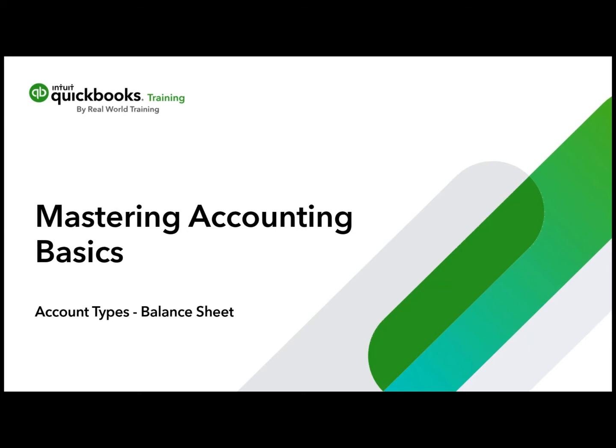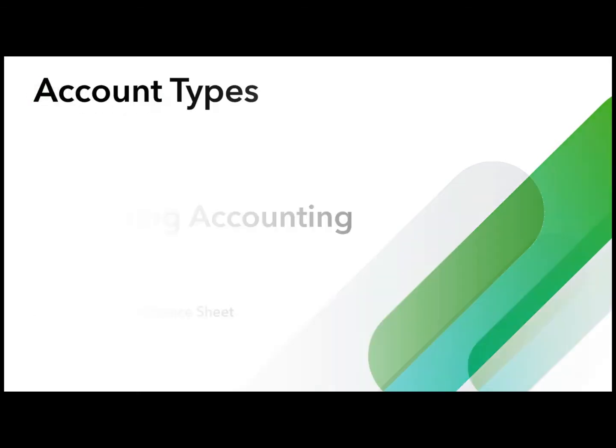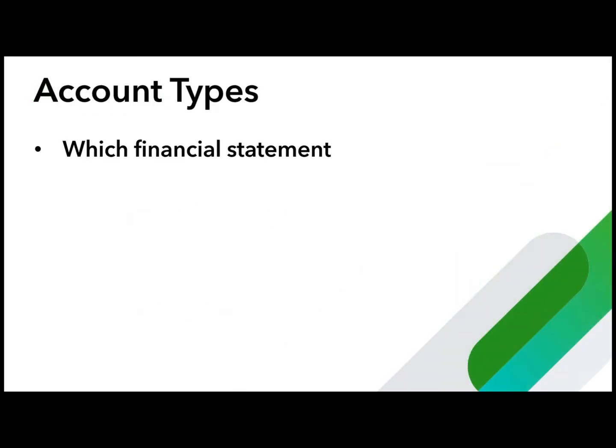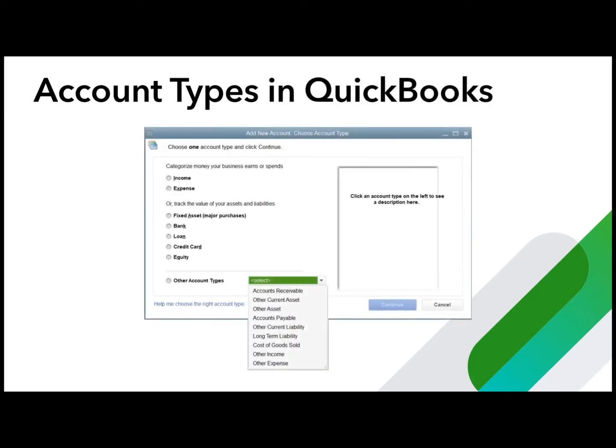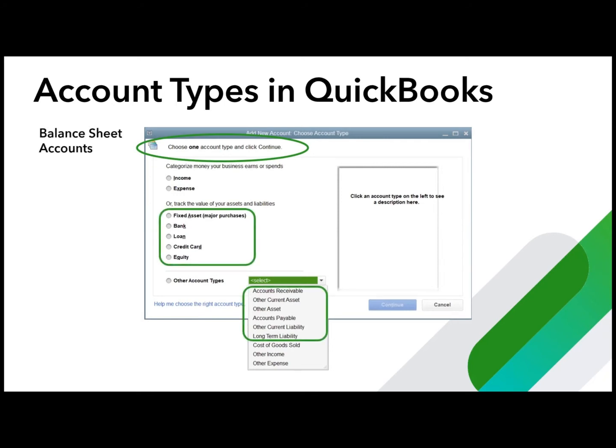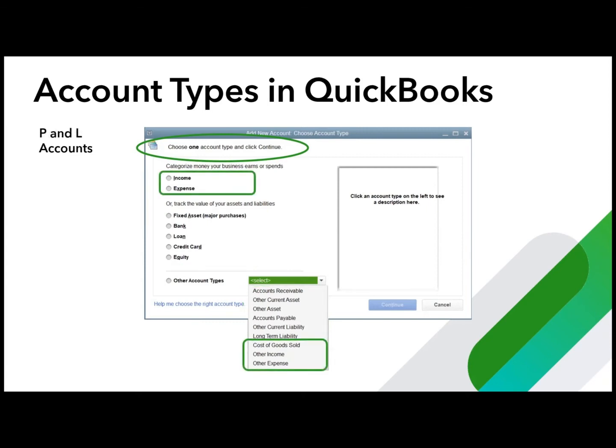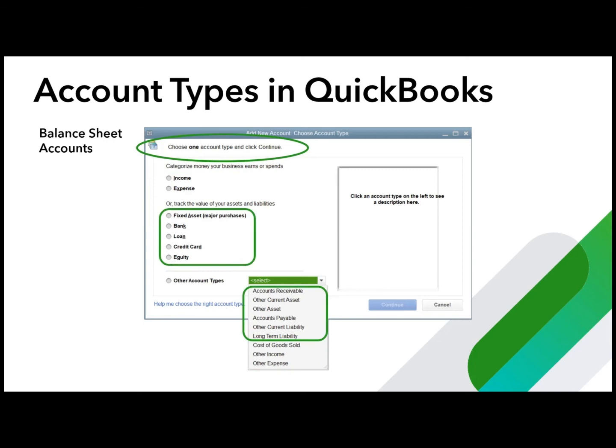Let's review why you need to select the right account type. Remember, the account type determines which financial statement the account appears on: the balance sheet or the profit and loss statement. This must be correct or your financial statements will be wrong. When you add an account in QuickBooks, first choose the right type. The highlighted account types appear on the balance sheet. These account types appear on the profit and loss statement. In this topic, you learn about accounts that appear on the balance sheet.